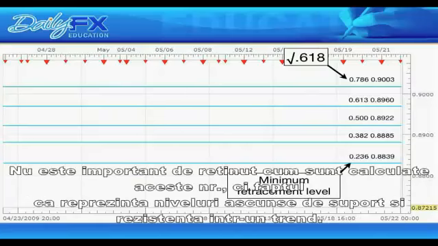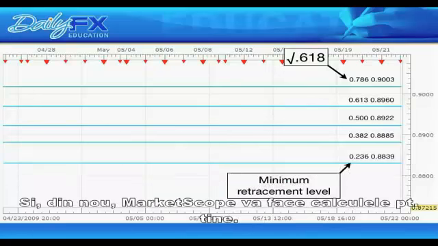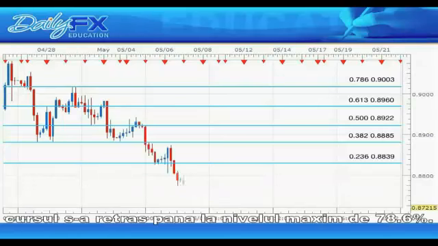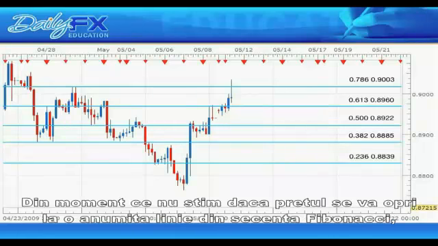How these numbers are derived is not the important thing to remember, but rather they represent hidden levels of support and resistance in a trend line. And again, the market scope charts will take care of the calculations for you. In the euro pound in April, we can see that after a brief down period, the price has retraced the maximum of 78.6%.